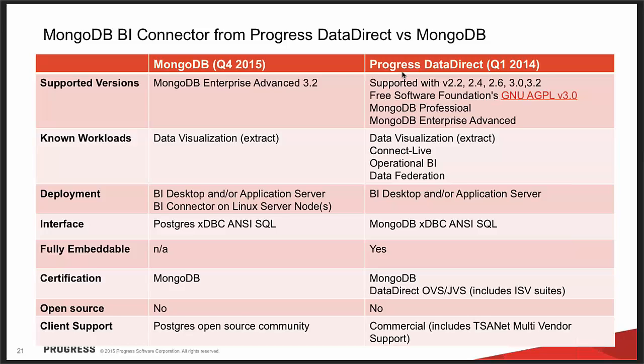Then we talk about known workloads. This just means what we've seen in production. We've seen some with the MongoDB BI Connector. We saw some folks running Tableau and extracting to visualize data. With Progress, we have public references and partners. You'll hear from Jaspersoft in a moment, or MicroStrategy as well.